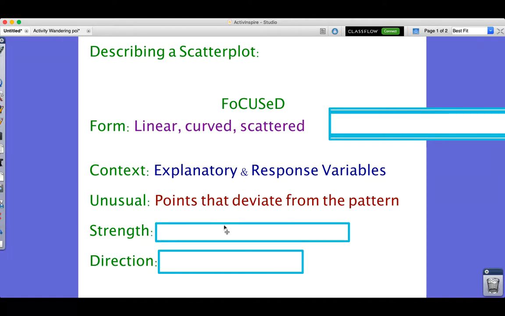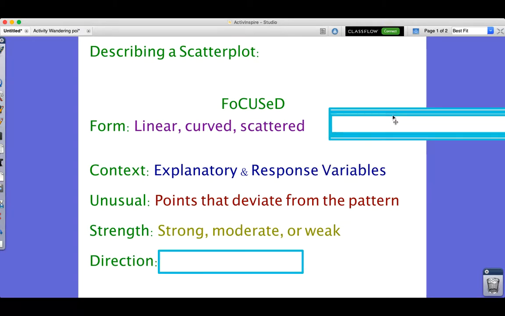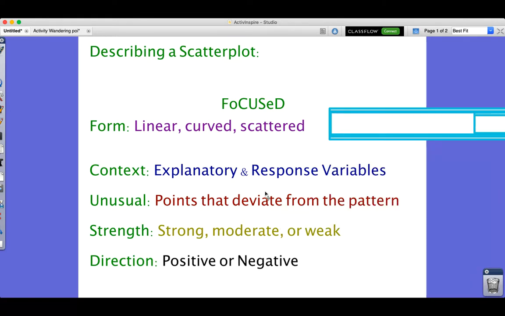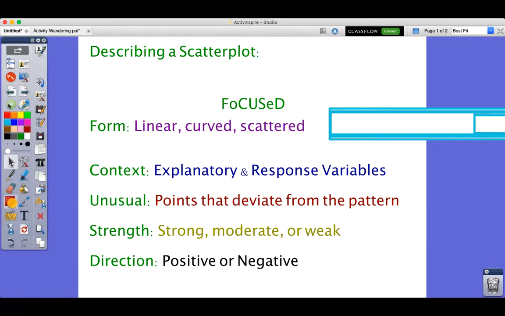The strength can be strong, moderate, or weak, and that really depends on how clustered the points are together or how spread out the points are. And then finally, we have direction, and that is positive direction or negative direction, depending on whether the line is going up or down. Are the dots going up from left to right? That is positive. Down from left to right is negative.